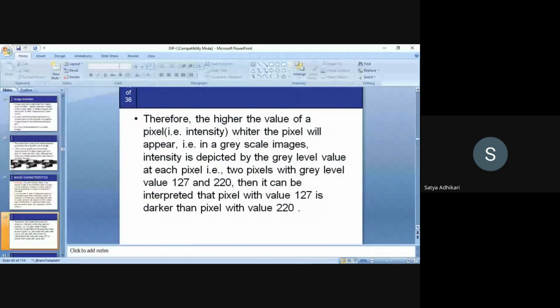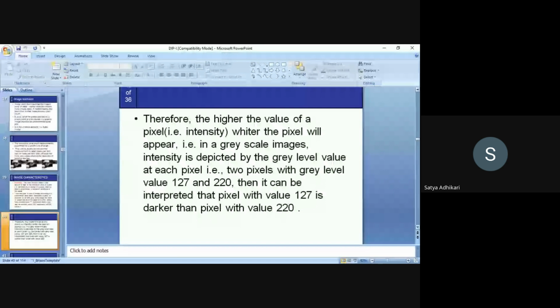The same thing is written here. You see, the higher the value of a pixel, the whiter the pixel will appear, and the lower the value, the darker, because 0 is darkest and 255 is brightest. If you are given 2 pixel values, compare which one is greater. The greater one is brighter and the lesser one is darker. You see the same thing written here.